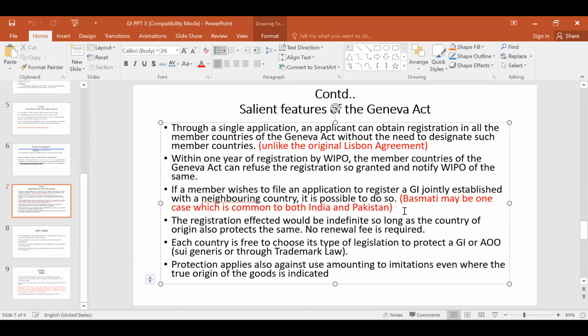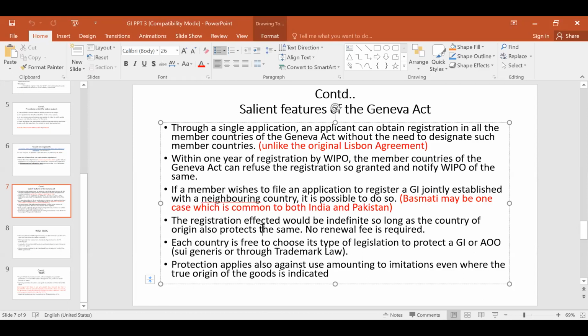And the question is that, can India and Pakistan together file for basmati rice GI registration? Earlier, there was no mechanism by which two countries can actually file for a GI together. But the Geneva Act took note of this kind of matter and said that if a member wishes to file an application to register a GI jointly established with a neighboring country, it is possible to do so. So internationally, for basmati rice, both India and Pakistan can file the GI registration together.